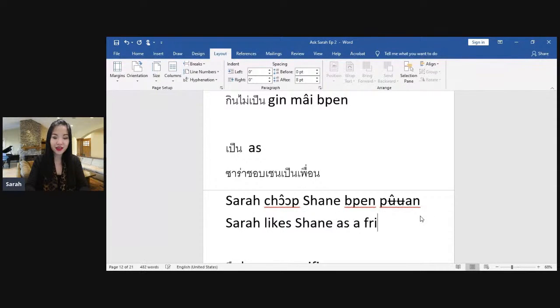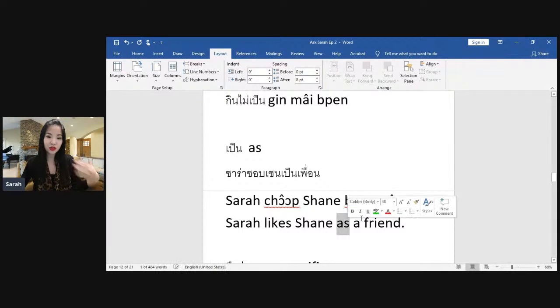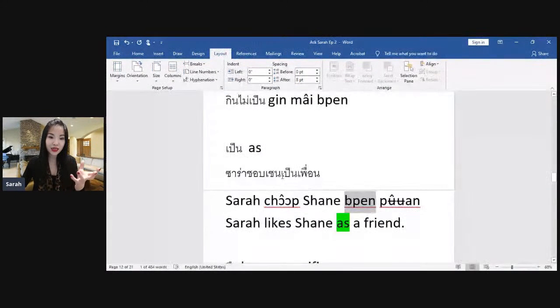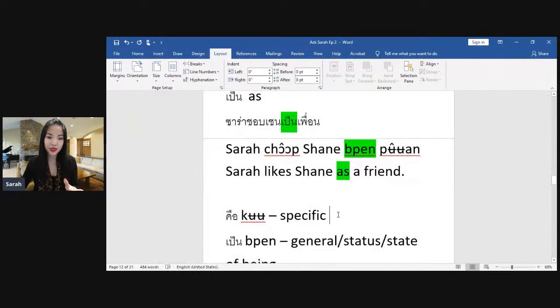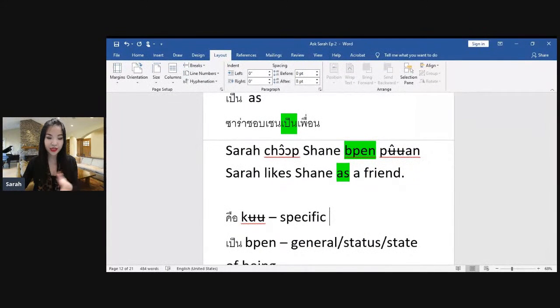as a friend, like I like him as a friend. So if you want to use เป็น here, if you want to mean 'as' like in English, then you use the word เป็น here: ชอบเชนเป็นเพื่อน. You cannot use คือ here. Okay, all right, let's talk about คือ, but before I get to that, let's just check the comments for a little bit.